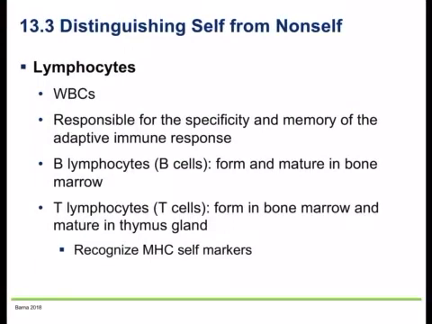So I've been talking about these B cells and T cells here. They are white blood cells known as lymphocytes. B lymphocytes or B cells, they mature in your bone marrow. T cells, they mature in your thymus. Now, the T cells specifically will recognize those MHC self-markers.